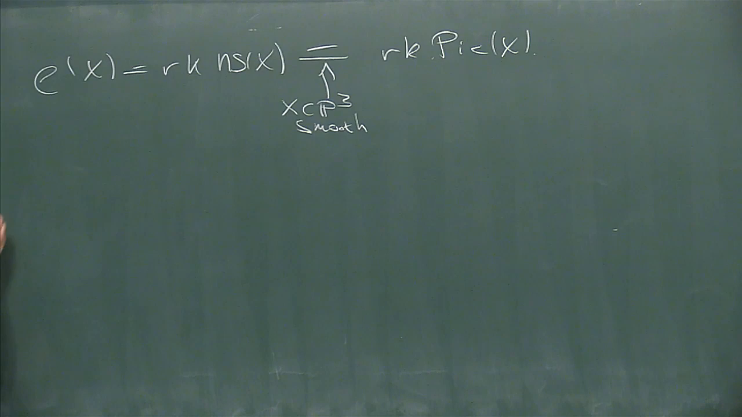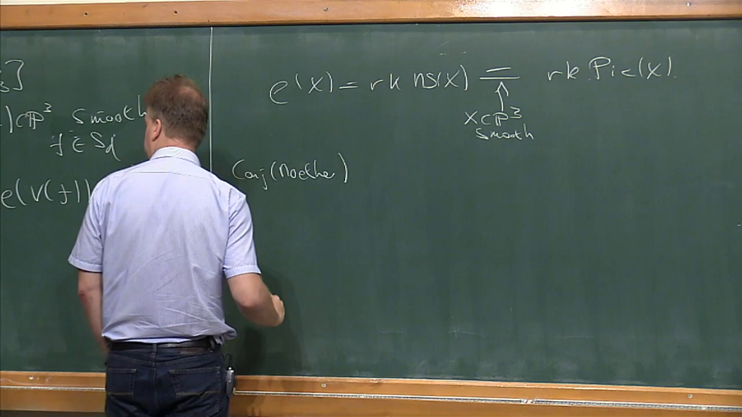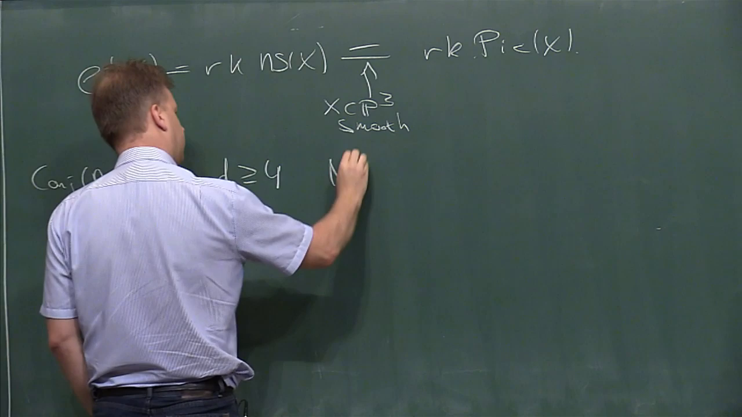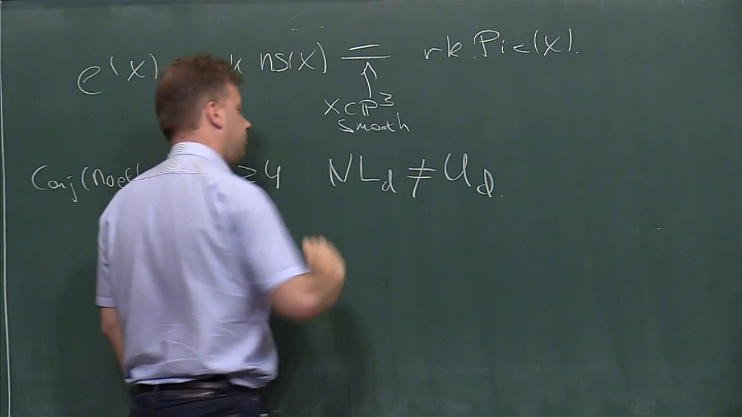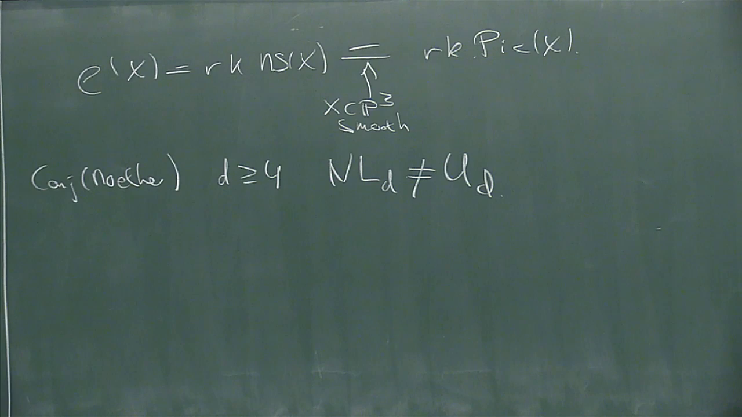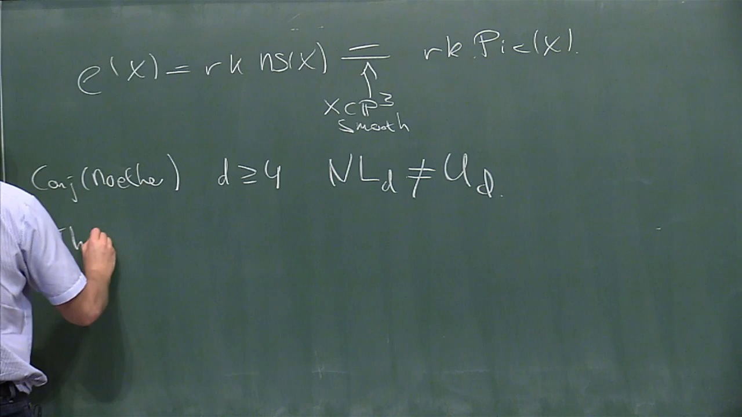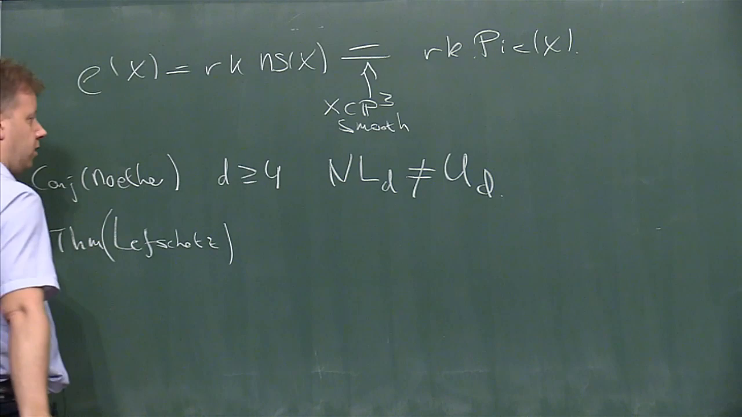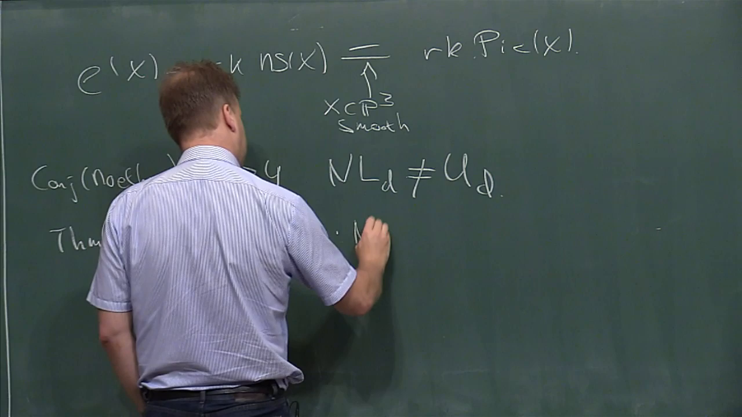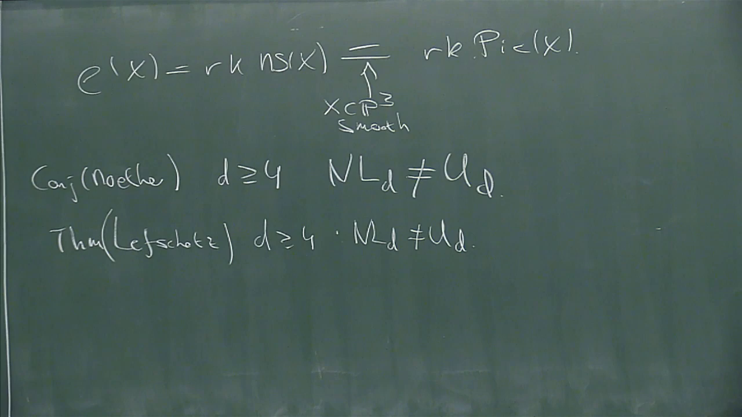you have a conjecture by Noether, which said that if D is at least 4, then the generic surface should have Picard number 1. So there are surfaces which are in U_D, not in the Noether-Lefschetz locus, and there's a theorem by Lefschetz which shows this. And that is the reason why we call it the Noether-Lefschetz theorem.